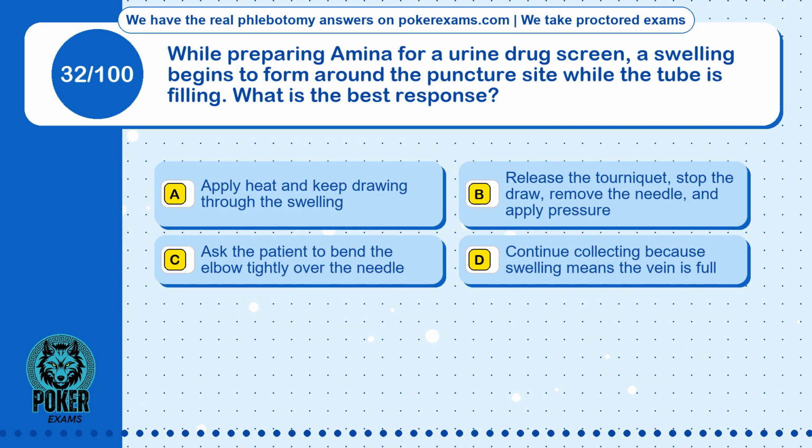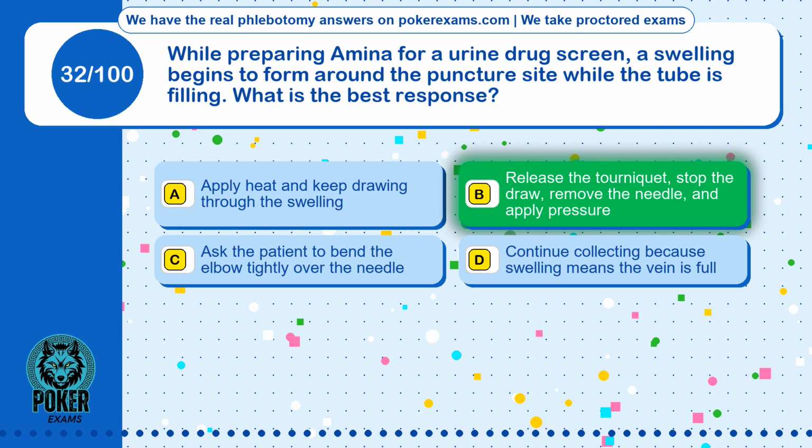Question 32. While preparing Amina for a urine drug screen, a swelling begins to form around the puncture site while the tube is filling. What is the best response? Option A. Apply heat and keep drawing through the swelling. Option B. Release the tourniquet, stop the draw, remove the needle, and apply pressure. Option C. Ask the patient to bend the elbow tightly over the needle. Option D. Continue collecting because swelling means the vein is full.